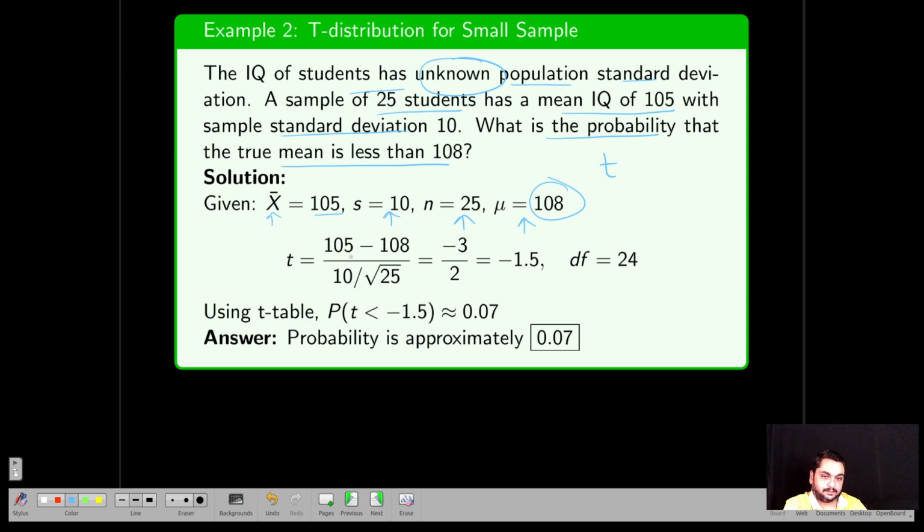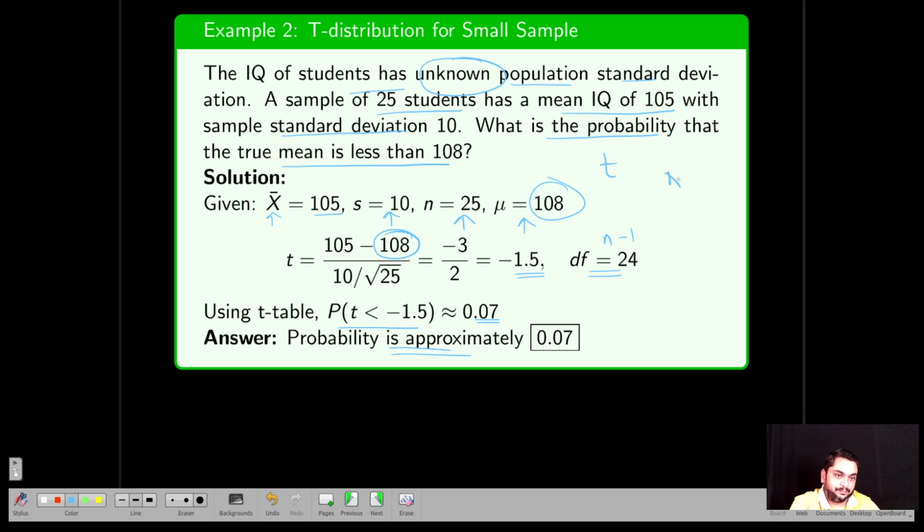So you apply the t-test, x bar minus mu. This is what I am saying, whether 108 is a good estimate or not, divided by 10 by square root of 25. This will give you minus 1.5 with degrees of freedom 24, that is n minus 1 degrees of freedom. So P of t less than minus 1.5, the probability is approximately 0.07.